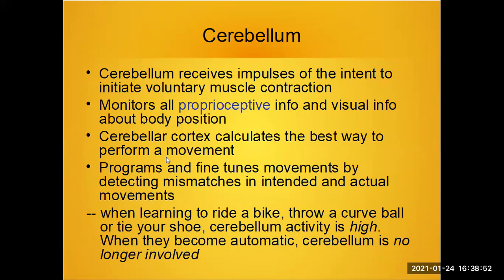Cerebellum receives impulse of the intent to initiate voluntary muscle contraction. Monitors all proprioceptive information and visual information about body position. Cerebral cortex calculates the best way to perform a movement. Programs and fine-tunes movements by detecting mismatches in intended and actual movements.